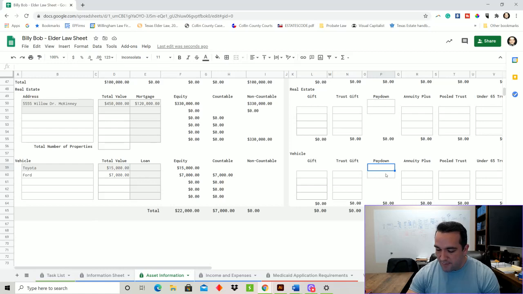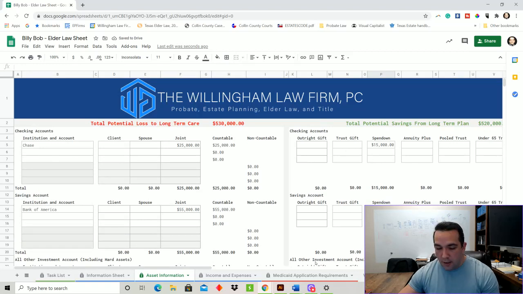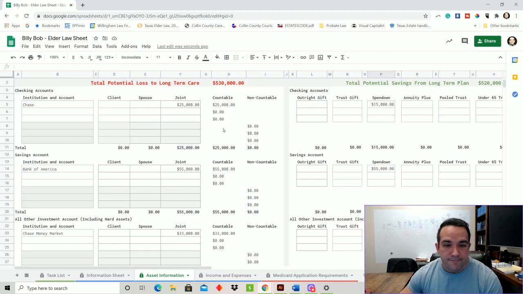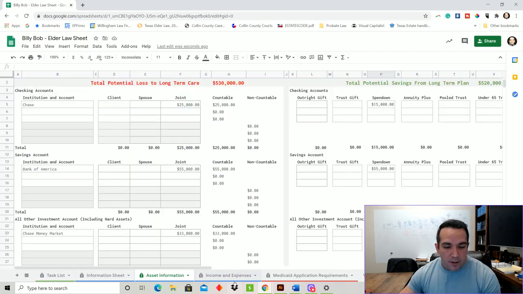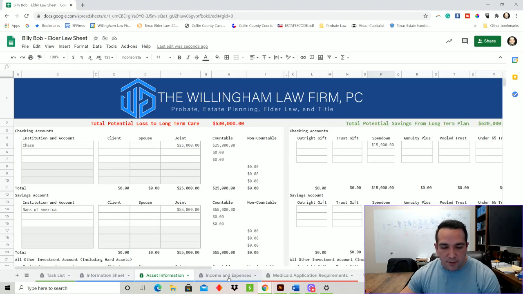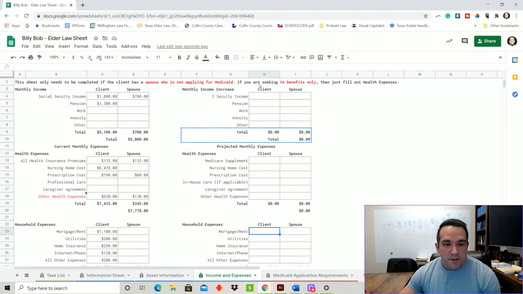But we're going to take our $7,000 and do a spend down here. So altogether, we're going to save $520,000 and get him qualified for Medicaid. So now I've saved $520,000 for them because of these strategies. And we're going to come over here. We have to understand that there's a thing called the Minimum Monthly Maintenance Needs Allowance.